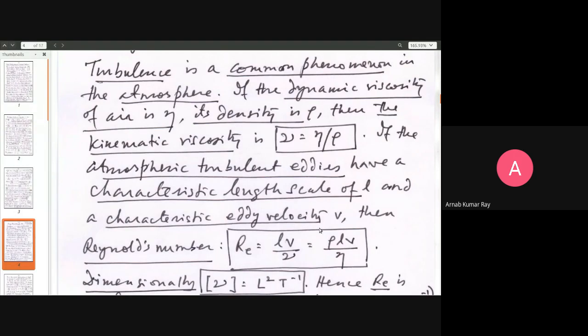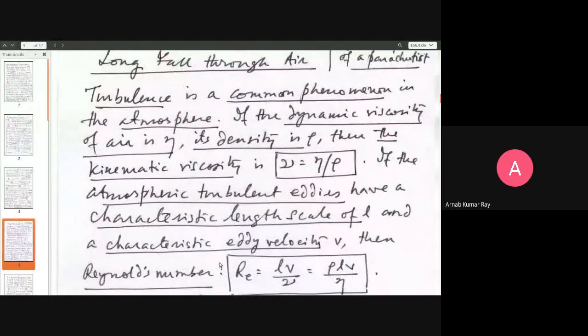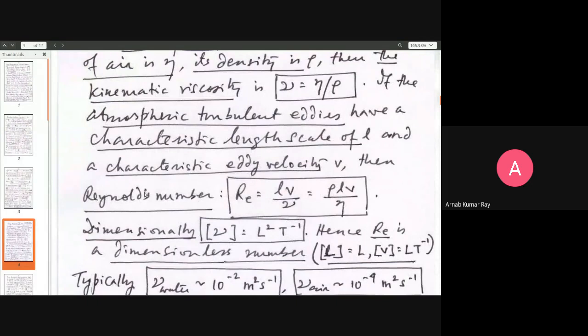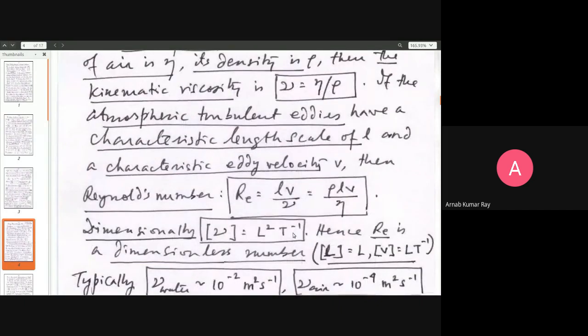Just to give you some example, there is an idea known as Reynolds number. Sorry, I just made an error over here. There should be no apostrophe. It is just Reynolds number. This Reynolds number is defined as, the symbol is R subscript E, length times the velocity of the eddy divided by the kinematic viscosity, right? So that is defined as Reynolds number.